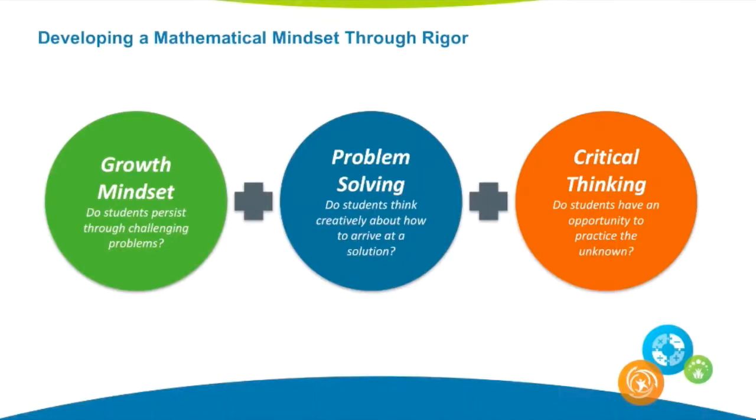Secondly, this is our philosophy behind our rigor at Dreambox. Primarily, we want to develop more than just math students. We want to create mathematicians. And really, we're going to do that with these three key points. The first is we want to develop that mathematical growth mindset. So do students persist through challenging problems? By nature, the students are going to be challenged within Dreambox. They are going to get questions wrong.